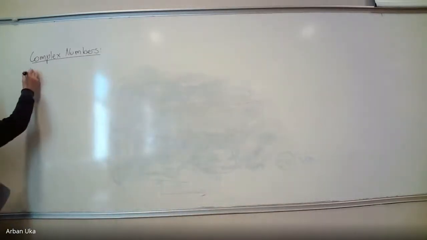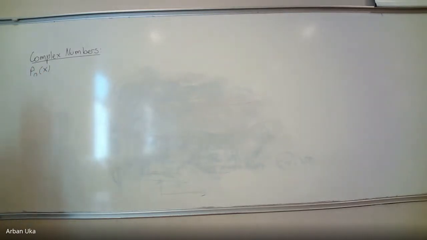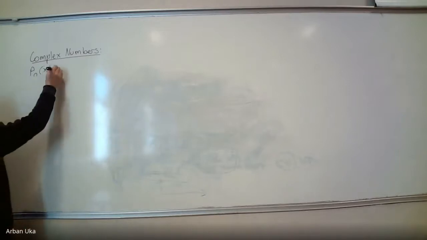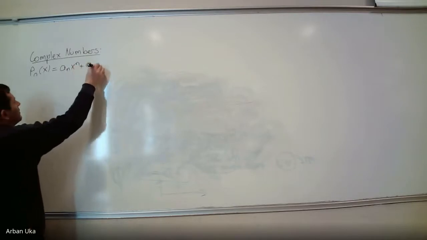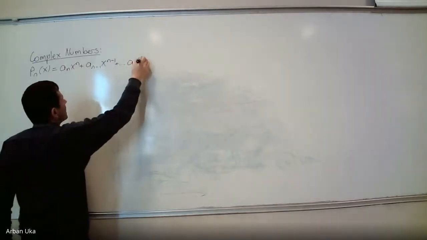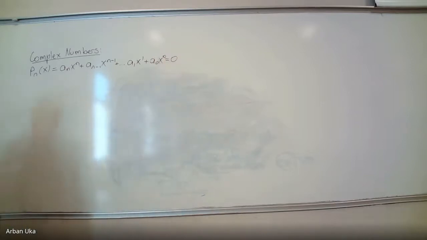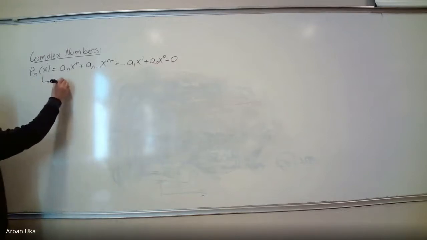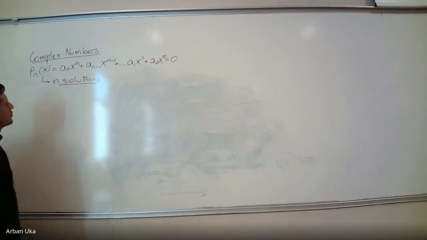Now, regarding the complex numbers, we can give an example. We know for sure that for any polynomial of the order n in x, we should have n solutions. And these we can define as a_n x to the power n plus a_(n-1) x to the power n minus 1 plus ... plus a_1 x to the power 1 plus a_0 x to the power 0, equal to 0. So here we have a polynomial of the order n, and we should be looking for n solutions.